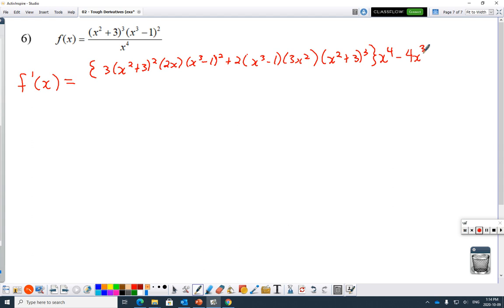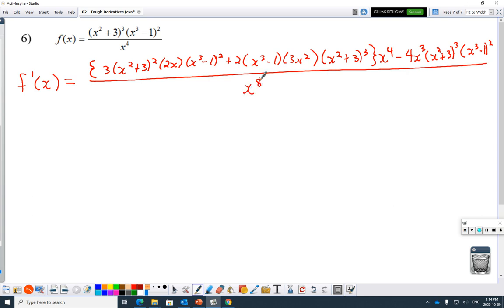Okay, that was better. Derivative of the bottom was a little more under control, because root of x fourth is just 4x cubed. Times the top. Can I fit it in here? x squared plus 3 cubed times x cubed minus 1 squared. I did fit it in. All over the bottom squared. My goodness. Look at that mess.